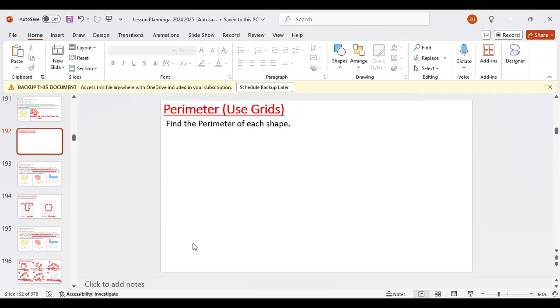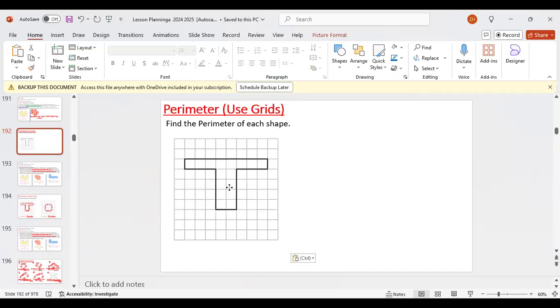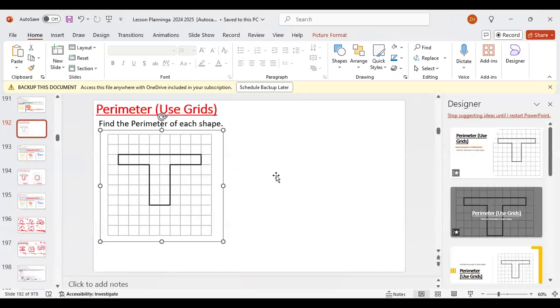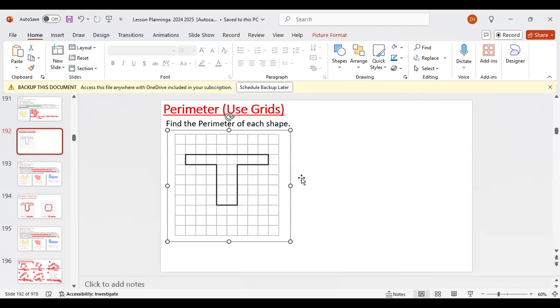Supposed to write this down? Definitely write this down. You're writing this down in your book. Everything I have on the screen, you have to write down. And do your best to draw this diagram, this T-looking diagram. And the question is very simple, right? What is the perimeter of this shape?